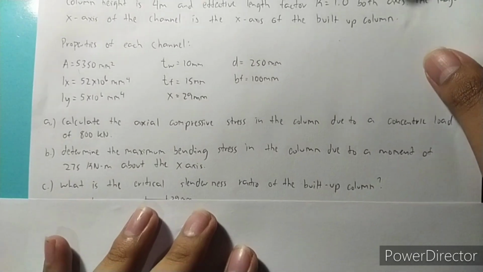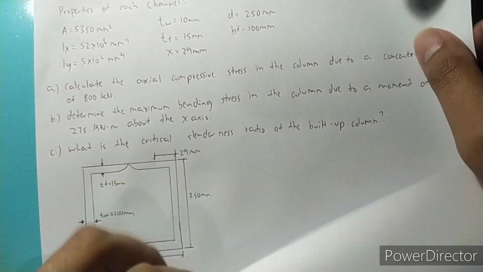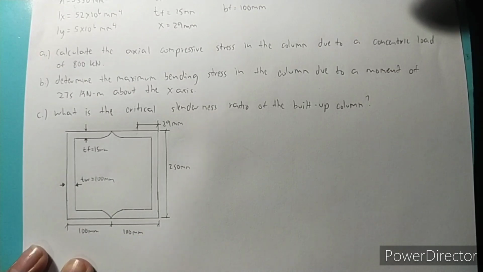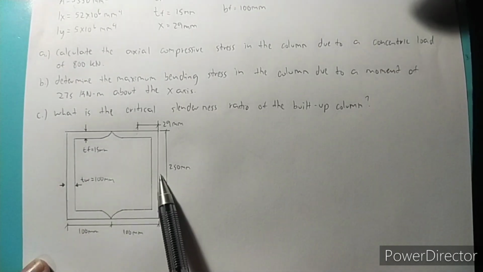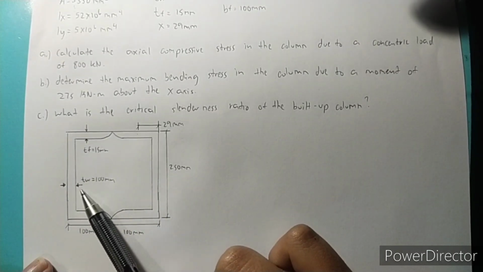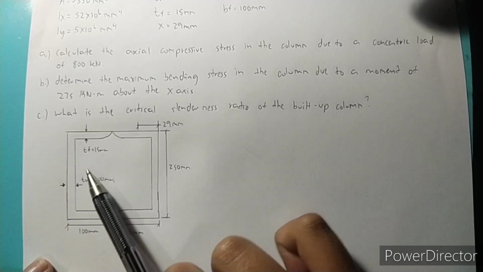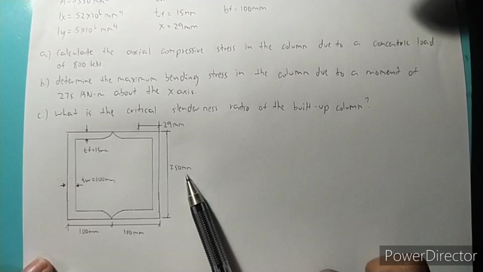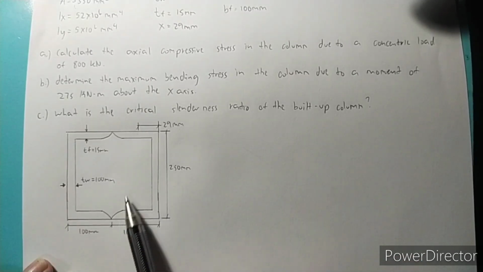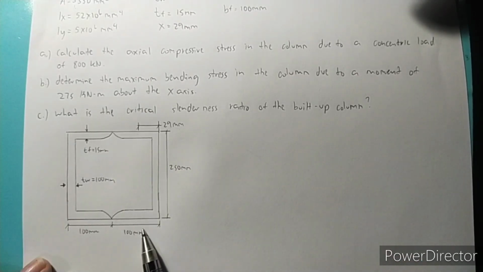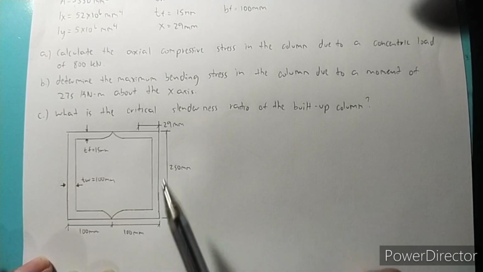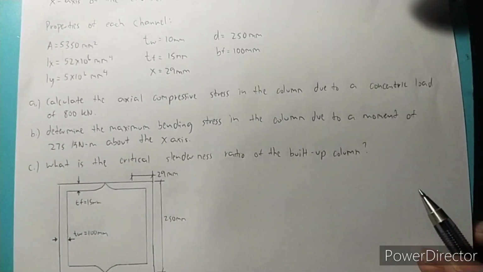Let's look at the drawing. This is what it looks like: two flanges, the web thickness, and the flange thickness. The depth is 250 and the bases of the flanges are 100 each. There are two flanges, and two bases of the flanges. So, let's proceed to the first problem.